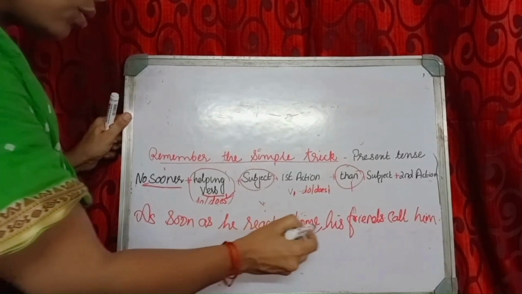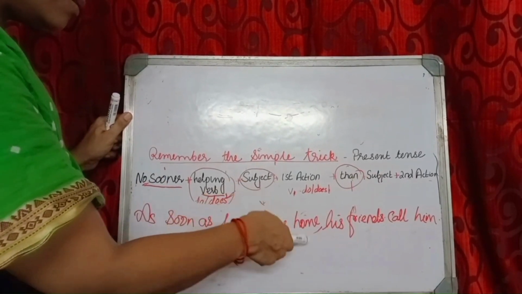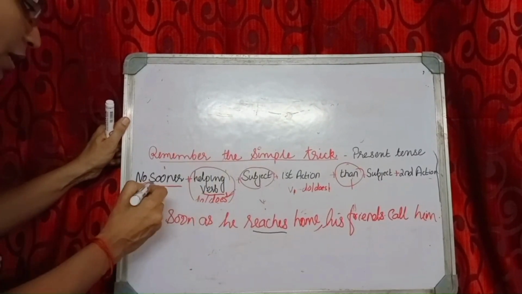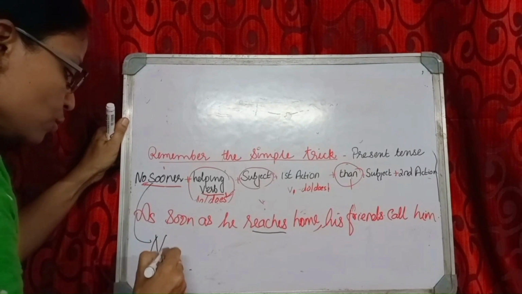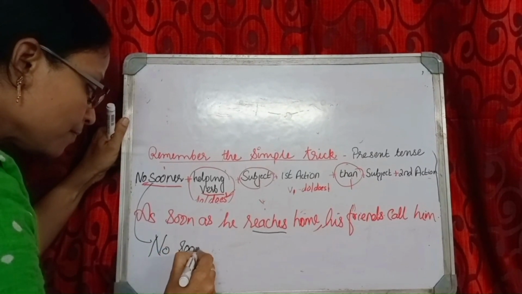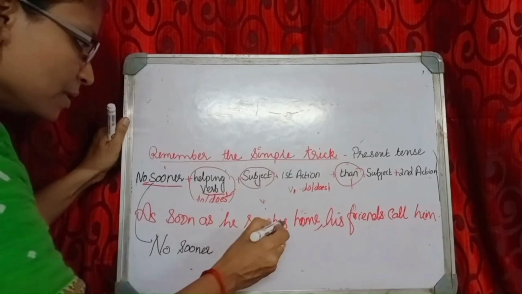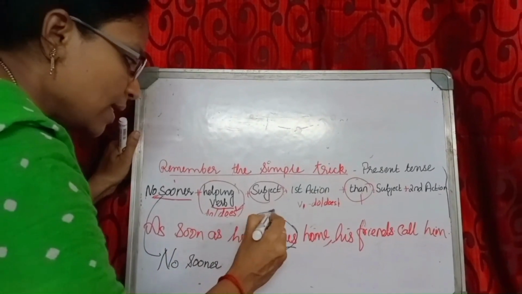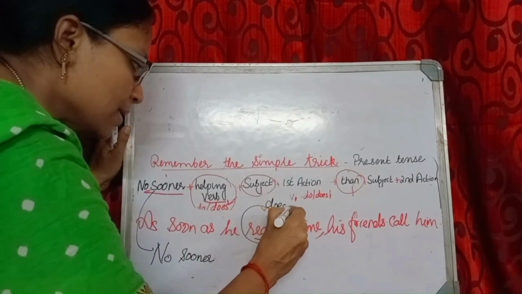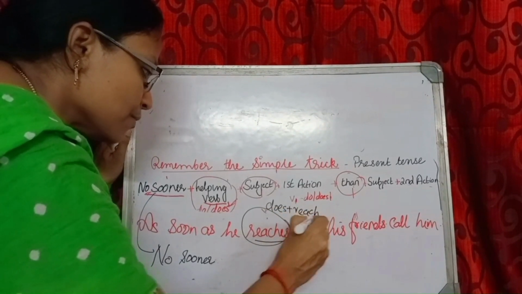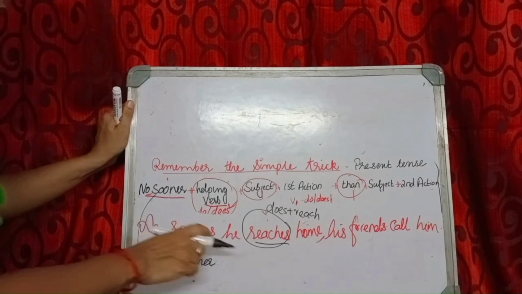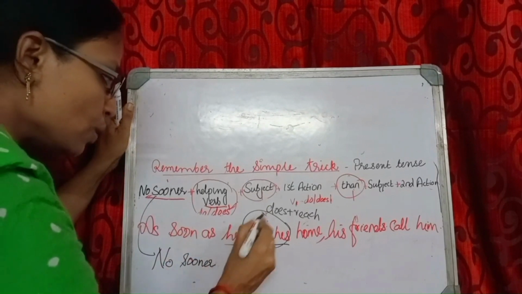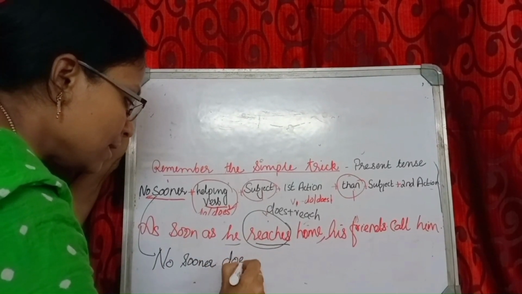As soon as he reaches home, his friends call him. This is the first action, reaches home. The second action is friends call him. Now let's apply this trick here. Begin with no sooner. Now the helping verb. Again we are identifying the verb reaches. Reach, we get does plus reach. Why did we use does? Because the subject is he, a singular noun. So no sooner does, the helping verb, I have written here.